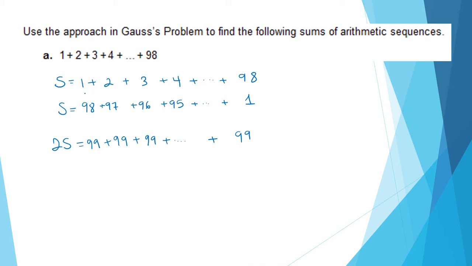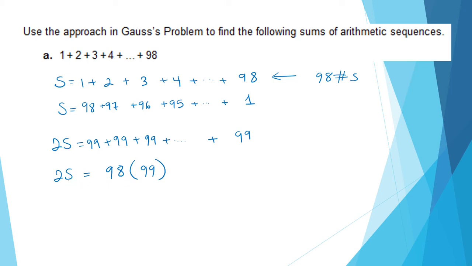Well, if you look, we have 1 through 98 numbers. So how many numbers would that be? That would be 98 numbers. We have 98 numbers that we're trying to add. So I know there's 98 of these 99s. So I can write 2S is equal to 98 times 99. Adding 99 98 times is the same as multiplying by 98.